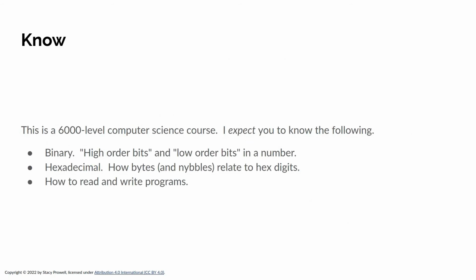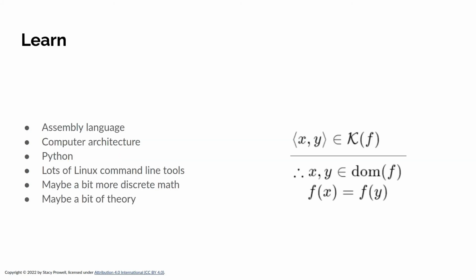It's a 6,000 level computer science course, so I expect you to know some computer science, right? I expect you to know what binary is, what hexadecimal is. When I say high order bits or low order bits, I expect you to know what that means. And I expect you to know how to read and write programs, which is, you know, seriously. I expect you to be able to learn some stuff. We're going to learn assembly language. Assembly language is maybe not the easiest thing to learn, but you can do it.